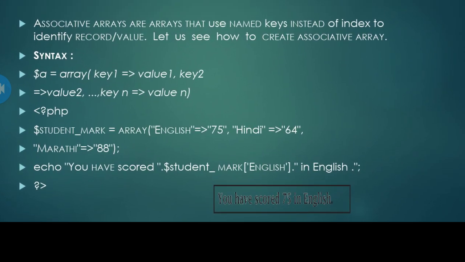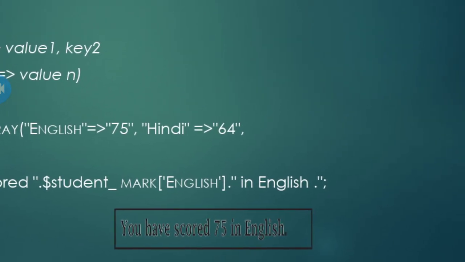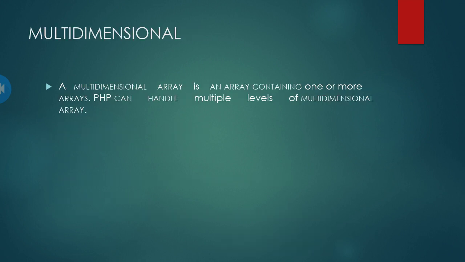So after executing the code, this will be the output. You have scored 75 in English. So it prints the message as it is with the value of the English. So the value of the English was 75. So that's why it prints 75. That is associative array. Next is multi-dimensional array.